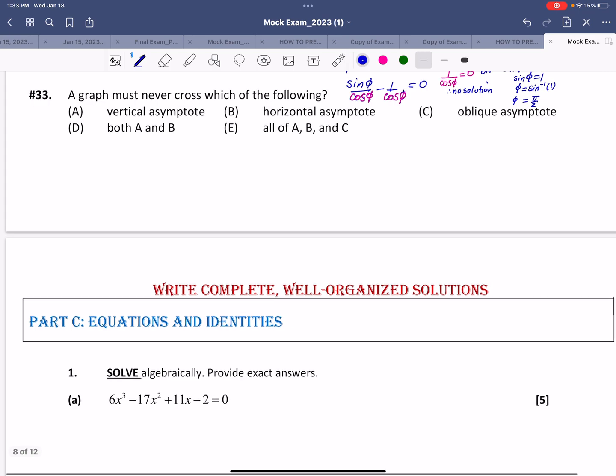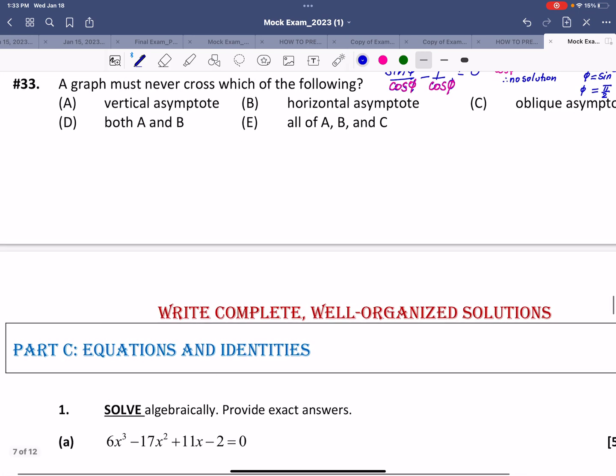Next, we have question number 33, and this is the last question in the multiple choice section. A graph must never cross which of the following? A vertical asymptote, a horizontal, oblique, both A and B, or all of them. If you remember, when we graphed rational functions, initially we looked at the reciprocals, and we said that rational functions can have vertical and horizontal asymptotes, and that was the typical shape of rational functions we visited first. And then we looked at more complicated rational functions, such as functions with more than one vertical asymptote.